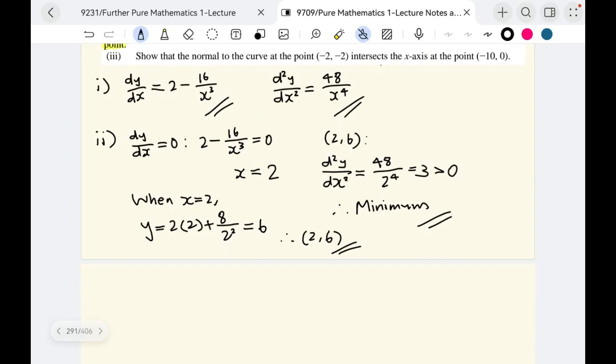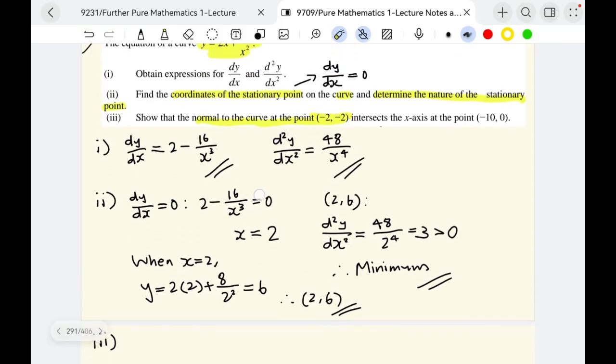Okay, for the third part, show that the normal to the curve at point negative 2 intersects the x-axis at the point negative 10, 0. So which means that let y equal to 0, and you must manage to get the x-coordinate is negative 10. Okay, so this is the way. Normal to the curve at point negative 2, negative 2. So you must get the gradient of tangent at the point negative 2 and negative 2.